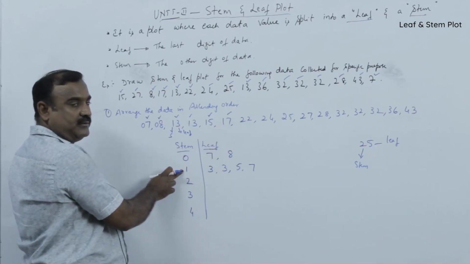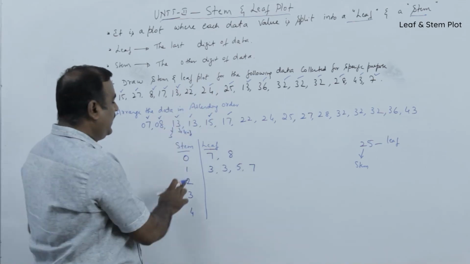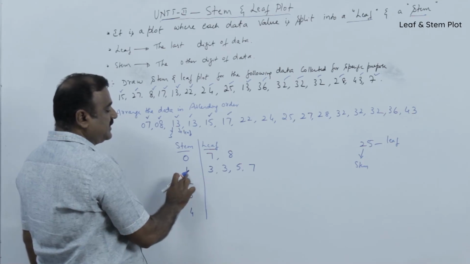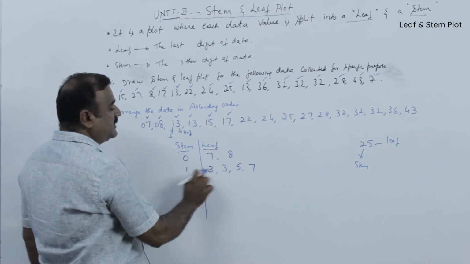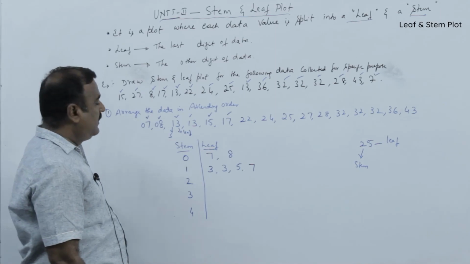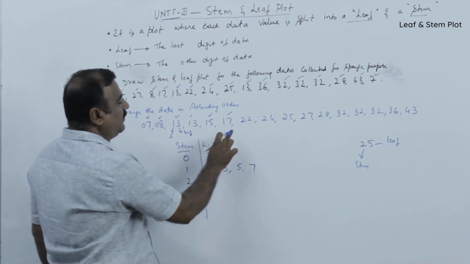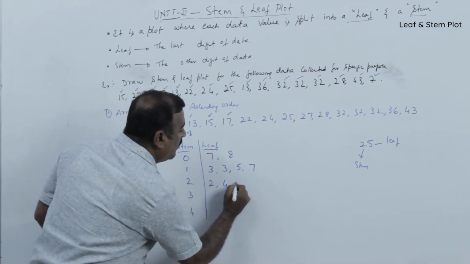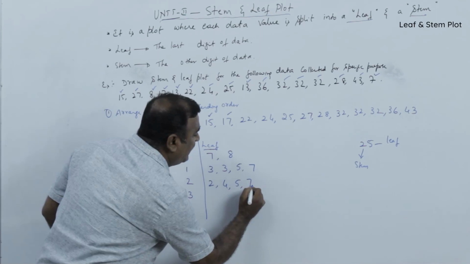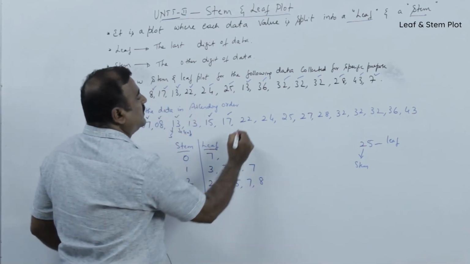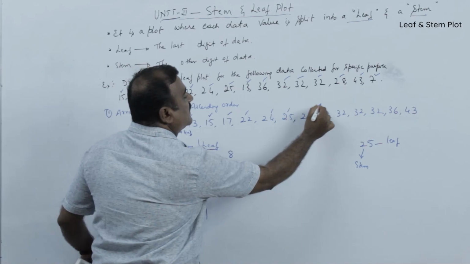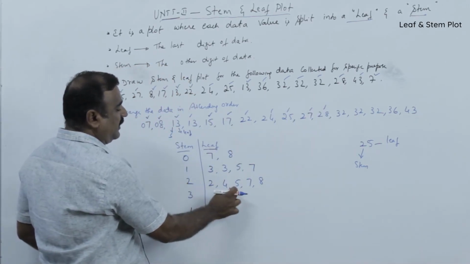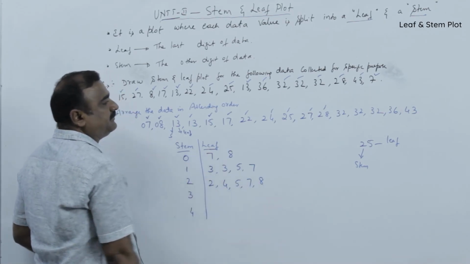The stem is taking 1, and the leaves are 3, 3, 5, 7. Means when I am reading it, it is 13, 13, 15, 17. This is how you have to read it. Next, looking at 2, the leaves here are 2, 4, 5, 7, 8. That is five values: 22, 24, 25, 27, 28.